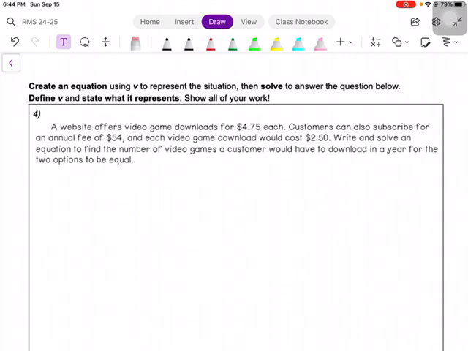We're supposed to write and solve an equation to find the number of video games a customer would have to download in a year for the 2 options to be equal, but we also need to say what V stands for. So I know I'm going to make my equation with V, so I'm going to start with V equals number of video games downloaded. If you wrote just that V is video games, I gave you the point, that's fine. I'm just trying to be specific here.